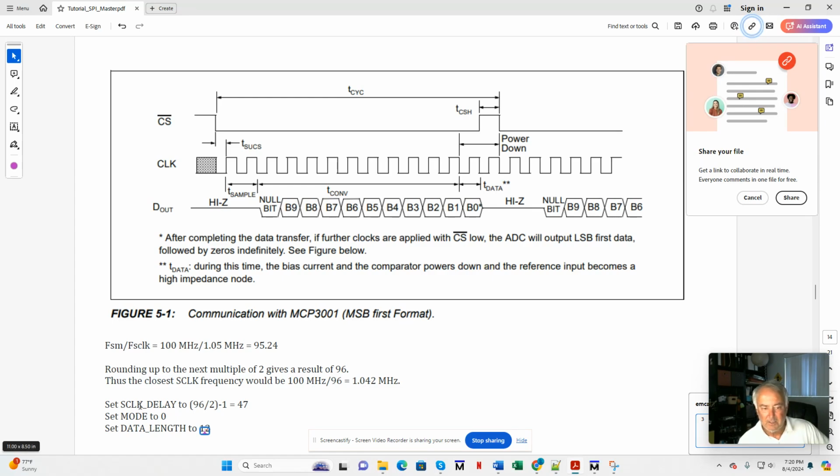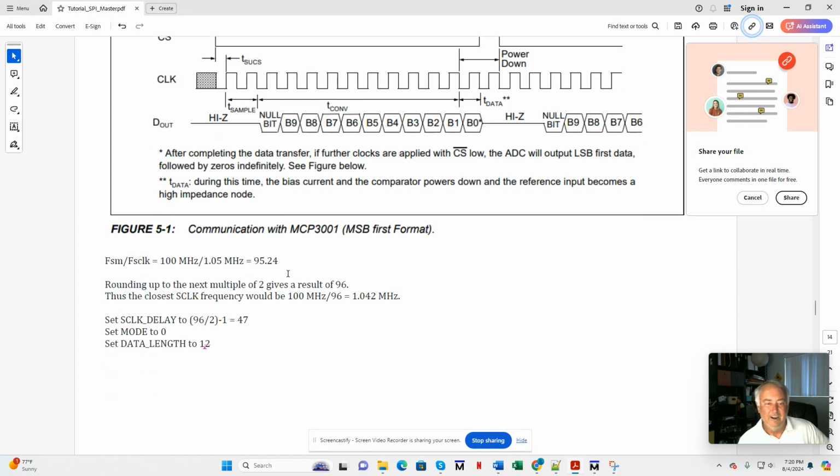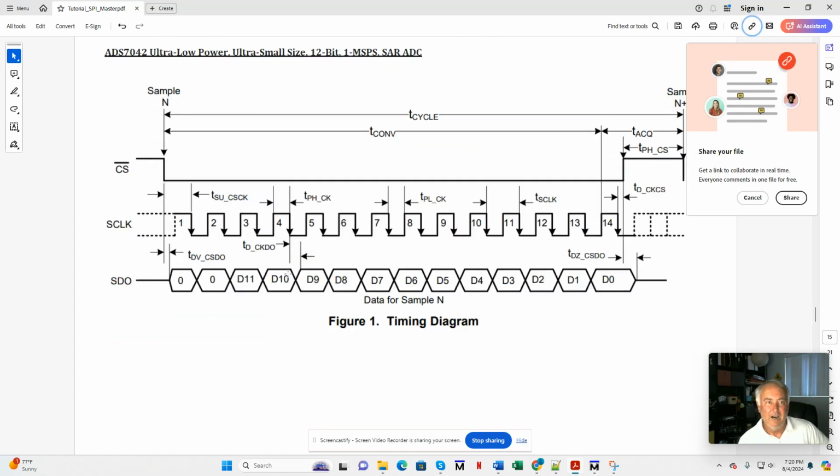So we set up our S clock delay. 96 divided by 2 is 48, minus 1, 47. So that's what I'm going to set S clock delay to. Mode is 0. Data length, oh, I can't change that because this is a PDF. Okay, so data length is nebulous here, but I think it's either 12 or 13. All right, so we've set up another one.